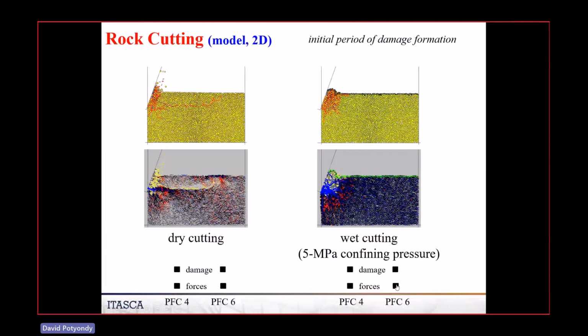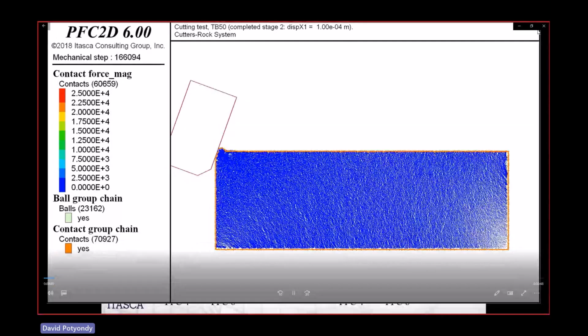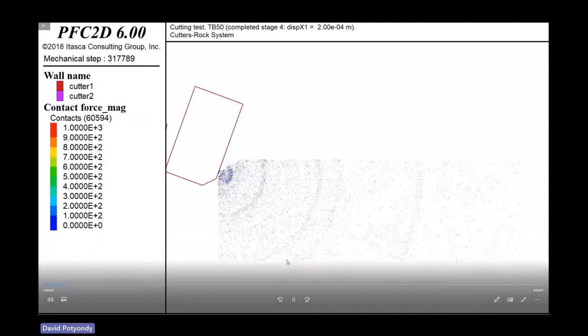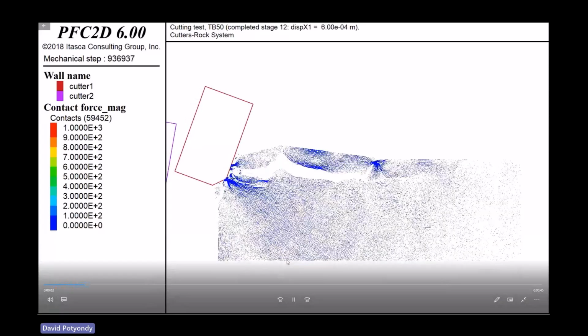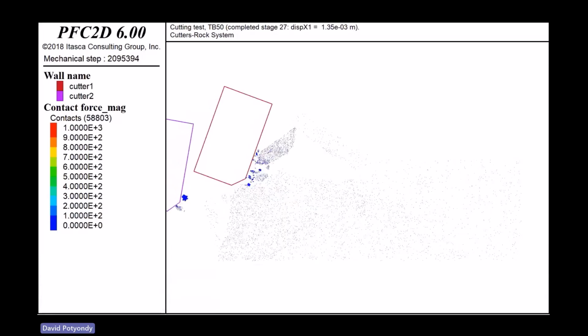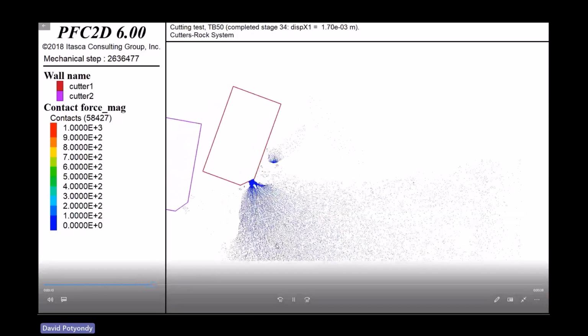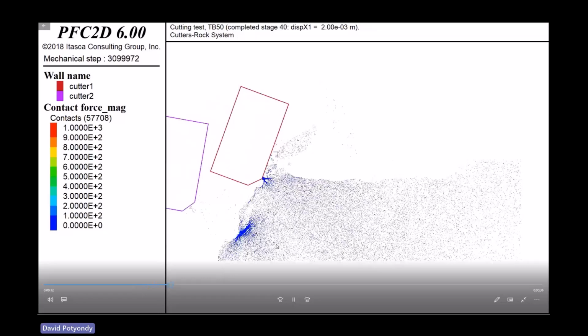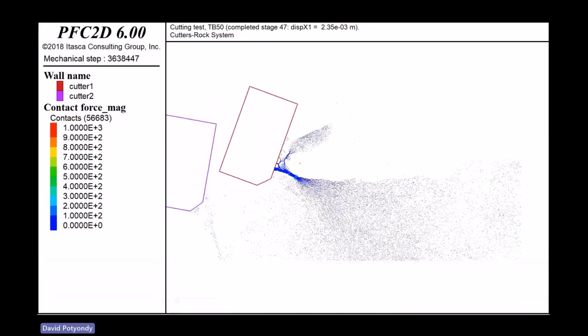Okay. And then here's the forces on that system. You can also notice how the forces build up, and then there's a breakage, and they go to zero. And then they build up, and then they go to zero. This is the brittle nature of this system. The forces get high, and then they go to zero.